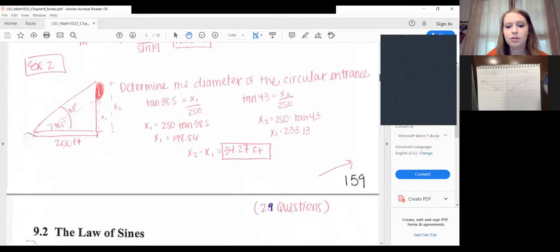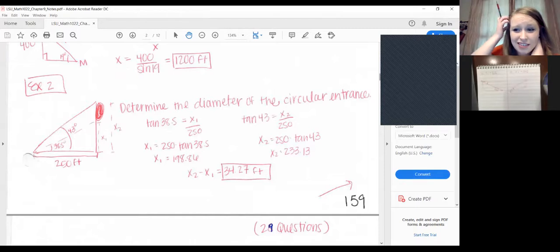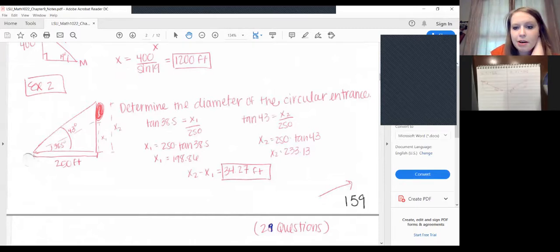Okay, now example 2. These are the hard ones that I said I would do with you, because this is when you kind of have to use tangent twice. It's here in your notes if you can understand it. If not, I just wanted to talk y'all through it. It says determine the diameter of this circular entrance. In the problem, it talks about a cave or something, and you'll see the picture. But it wants to know what this height is, basically, of this circle right here.